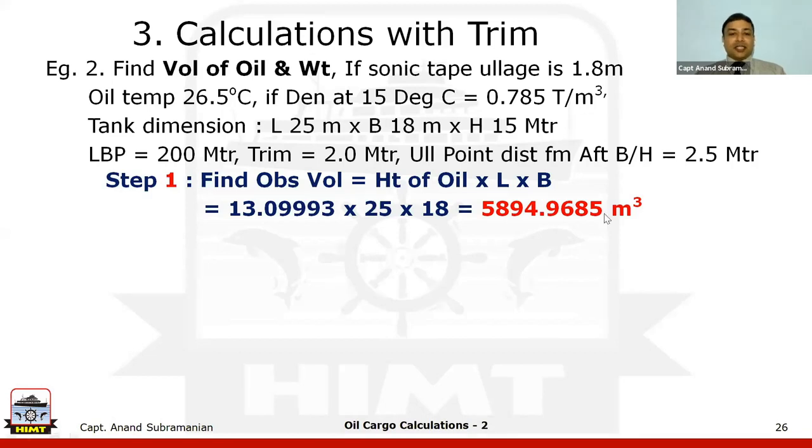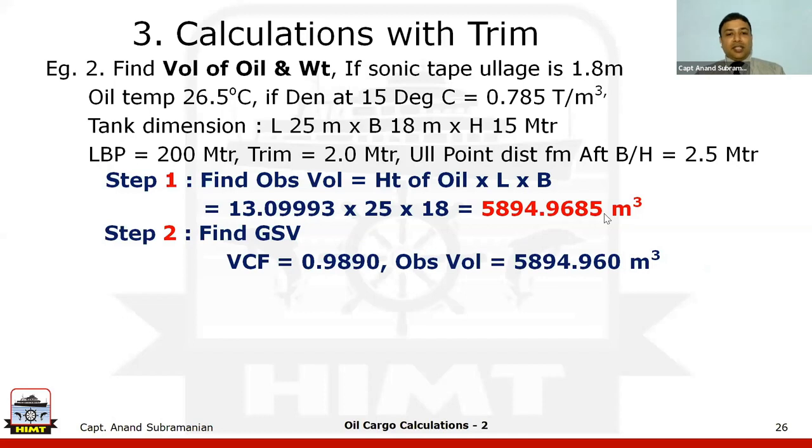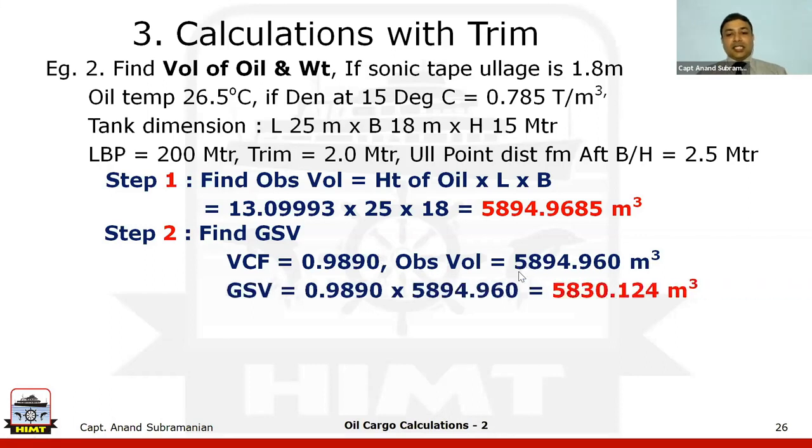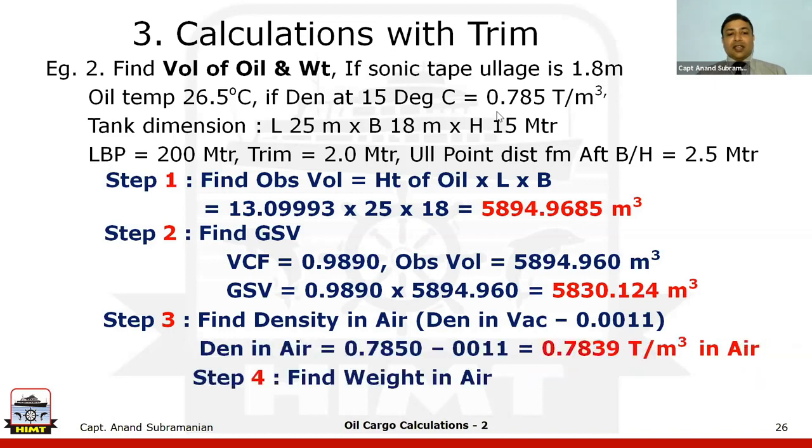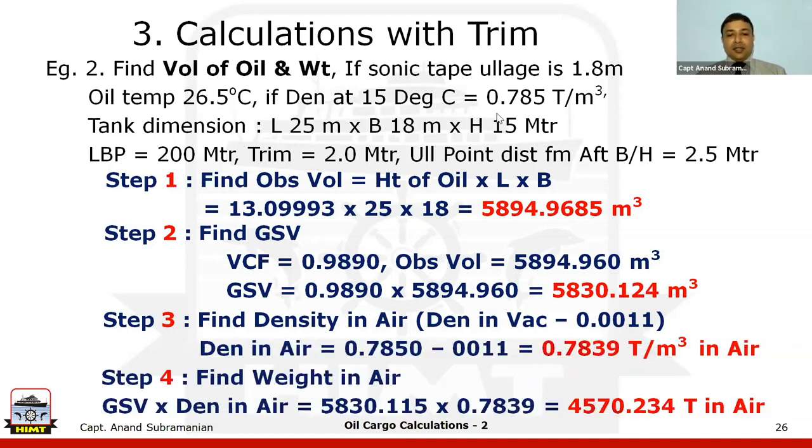5894.9685. Then we use a VCF, which if you see is the same as the previous example we used. So what we get is GSV, that is the standard volume, which is the second step. Third step is find the density in air: density in vacuum minus 0.0011. And lastly, we find out the weight in air, which is multiplication of this GSV by this 0.7839, which is 4570.234.